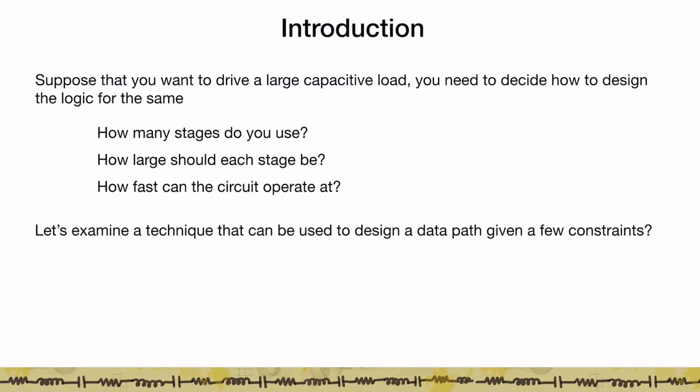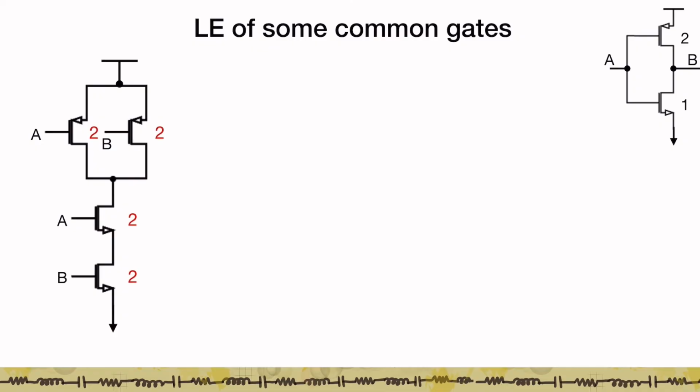So let's figure out a technique that can be used to design a data path given a few constraints. But before that, let's quickly revisit logical effort and let's find the logical efforts of a couple of common gates.